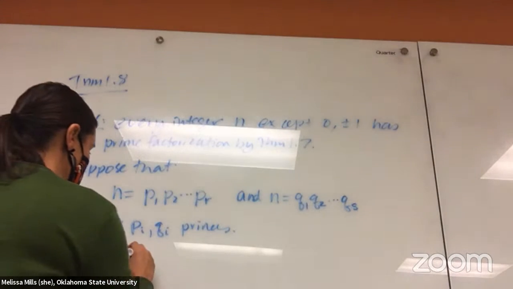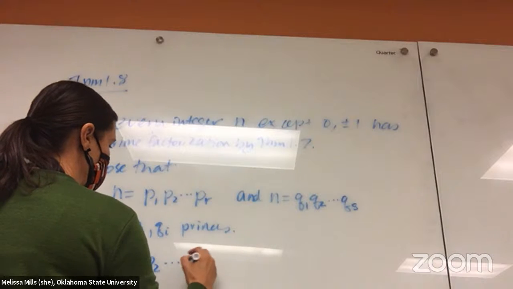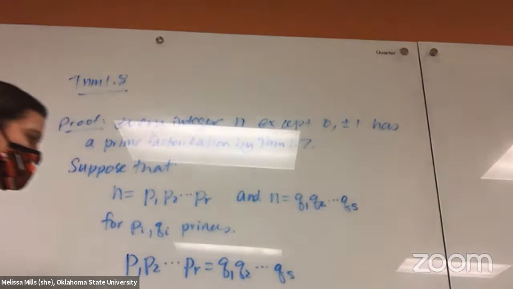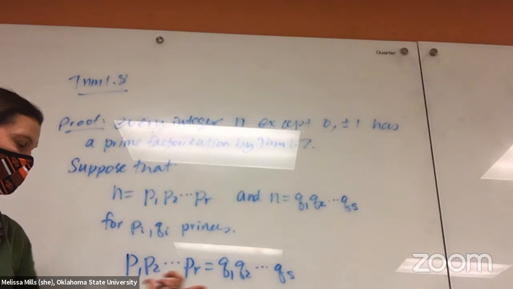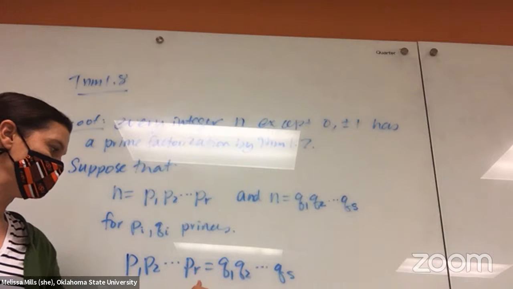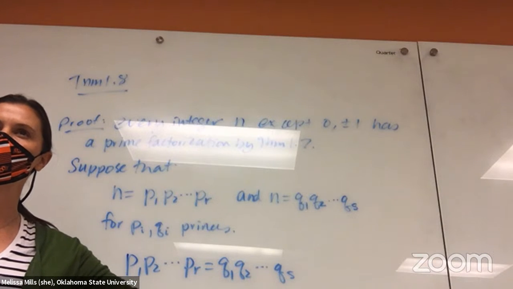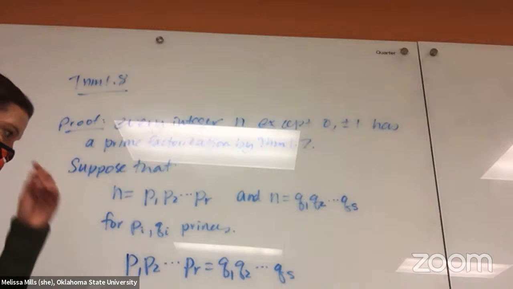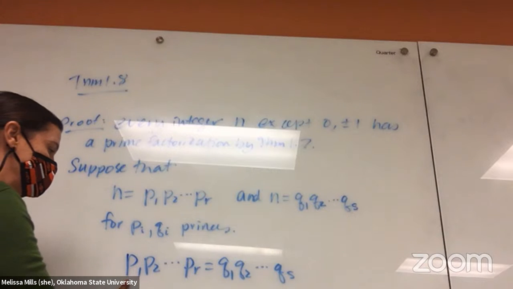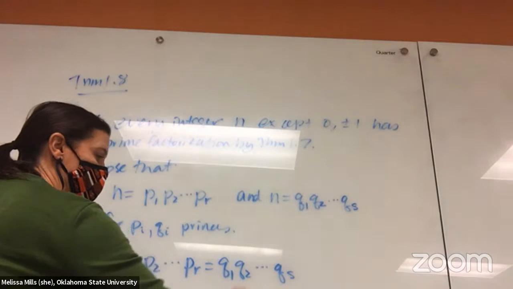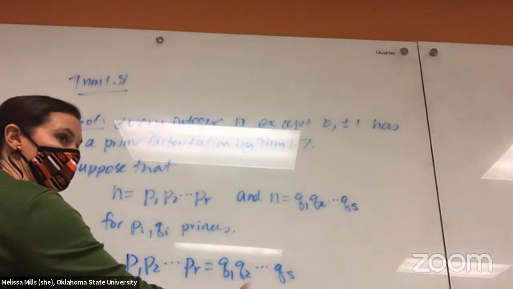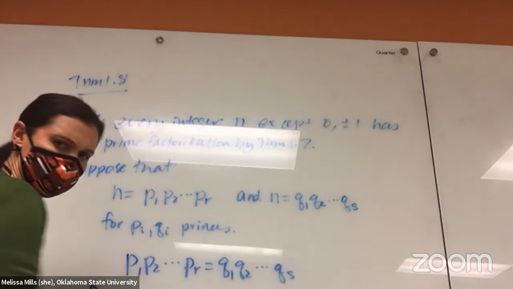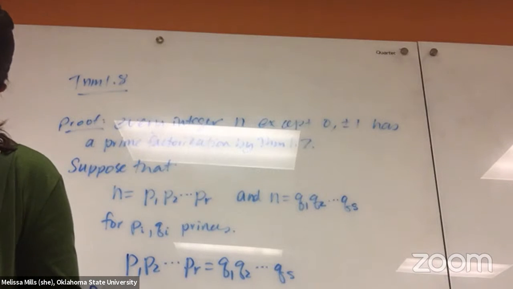Okay, so what we get is that P1, P2, and so on, PR is equal to Q1, Q2, and so on, QS. And so what we have here is these 2 lists of primes multiplied together, and we don't even know that it's the same number of primes, right? So that's why we have 2 different letters here for the R and the S. But we did have a theorem that said that if a prime divides some product, then the prime must divide one of those, right? So that's theorem or corollary, what was that? Corollary 1.6.